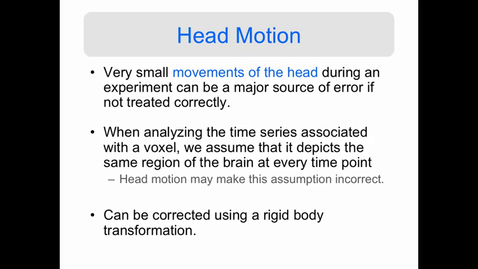One thing that you have to correct for is head motion. So even very small movements of the head during an experiment can be a major source of error if not treated correctly. Because remember, we often look at a single voxel of the brain and we extract the time course, the intensity at that voxel at each time point to get our time series. Now, if a person is moving back and forth during the scans, between scans, then when analyzing a single voxel, that voxel is going to shift back and forth. So across time, we might be looking at different voxels as we progress across time because of movement. This is a very serious problem because then we don't really know what we're analyzing, but head motion can usually be corrected using what's called a rigid body transformation.